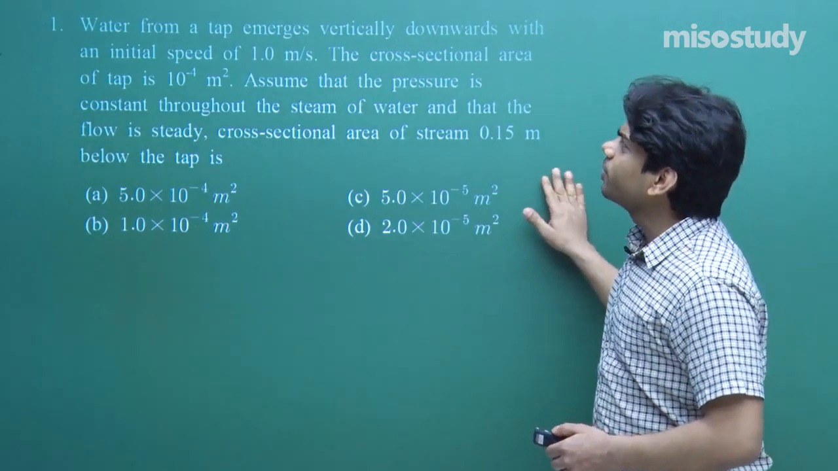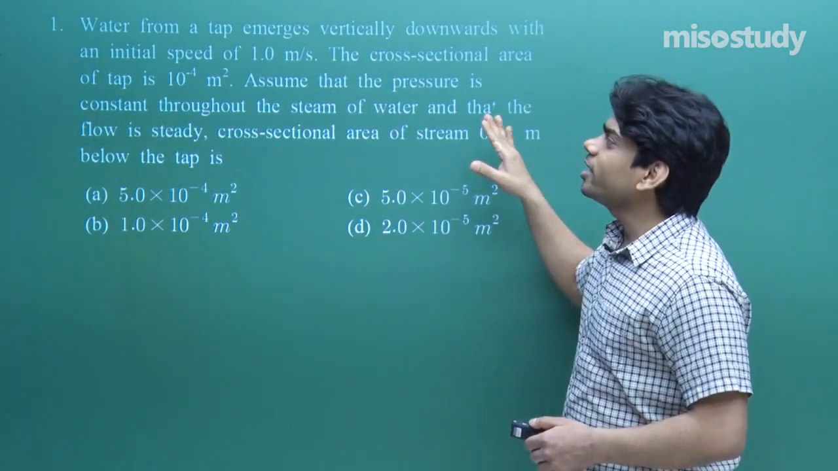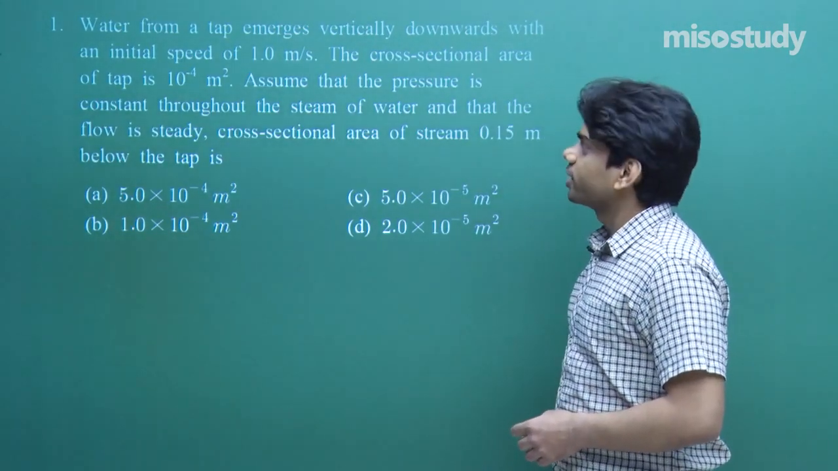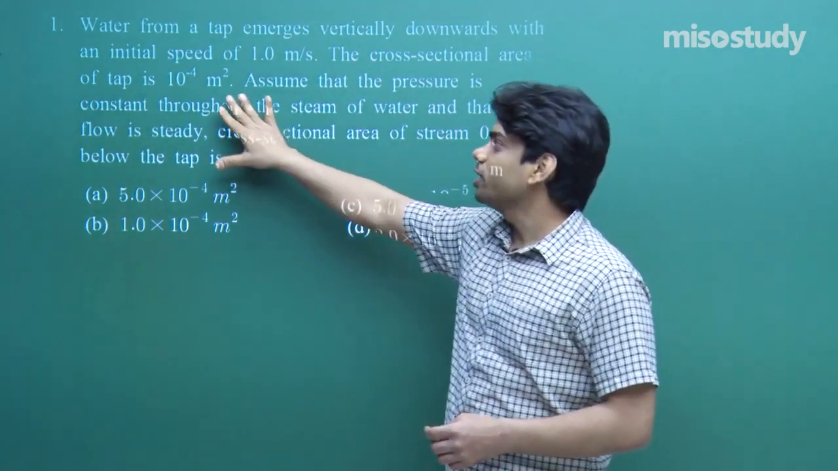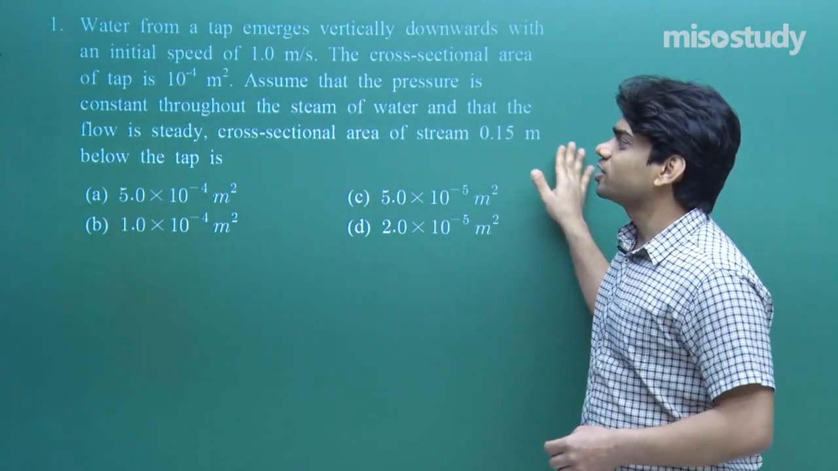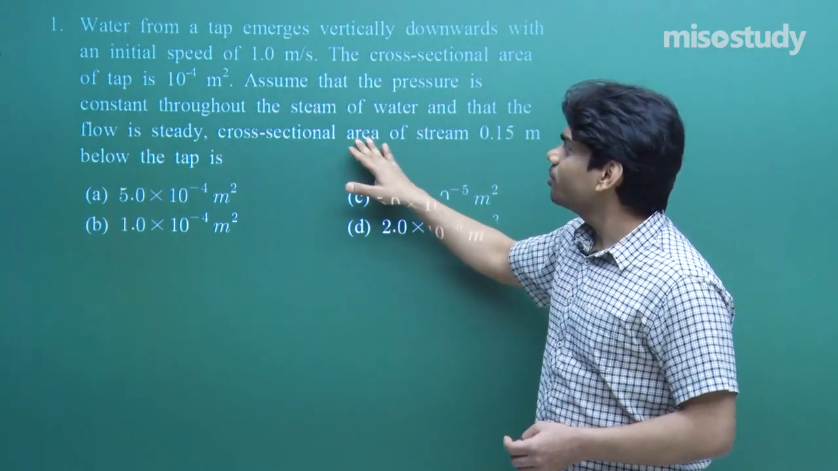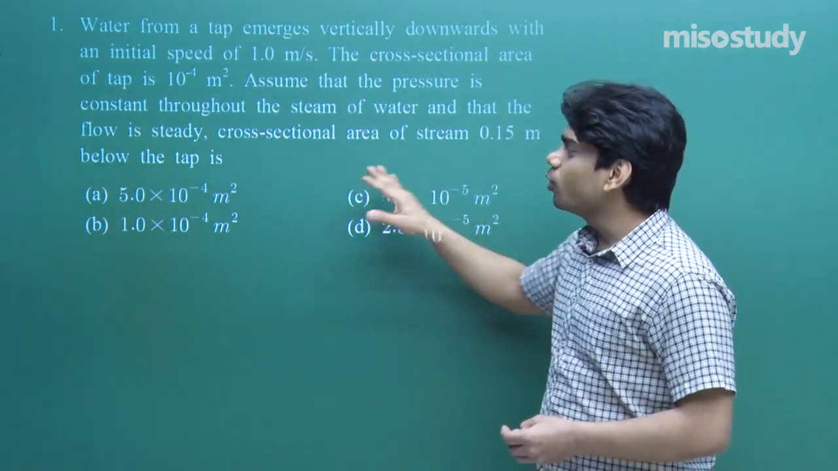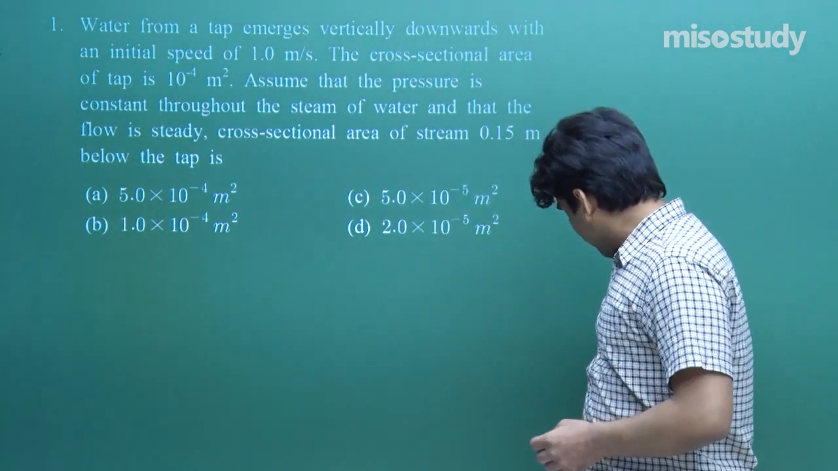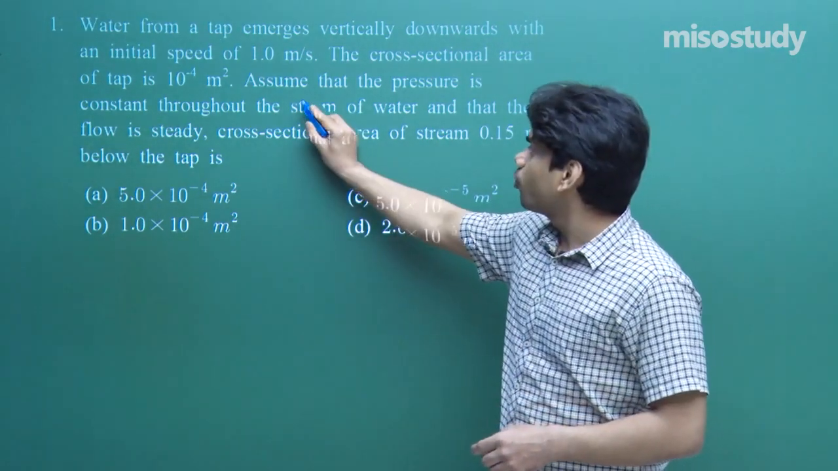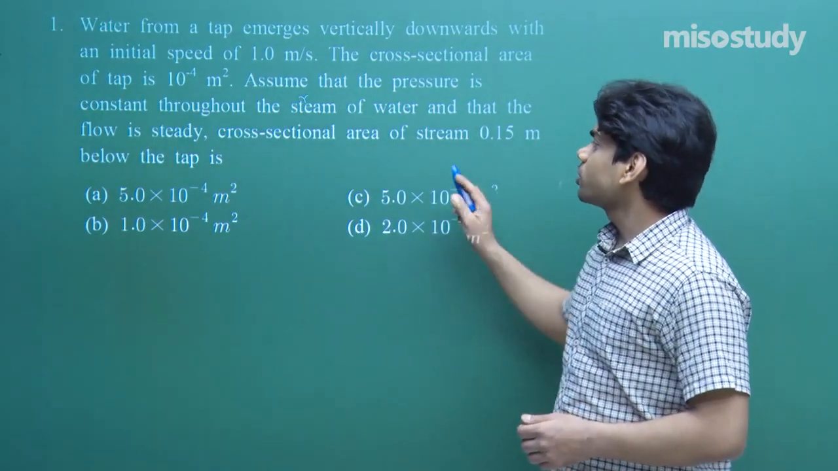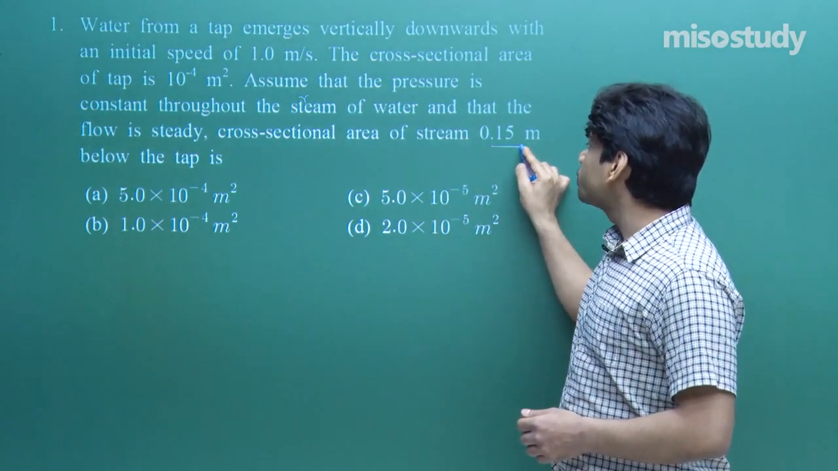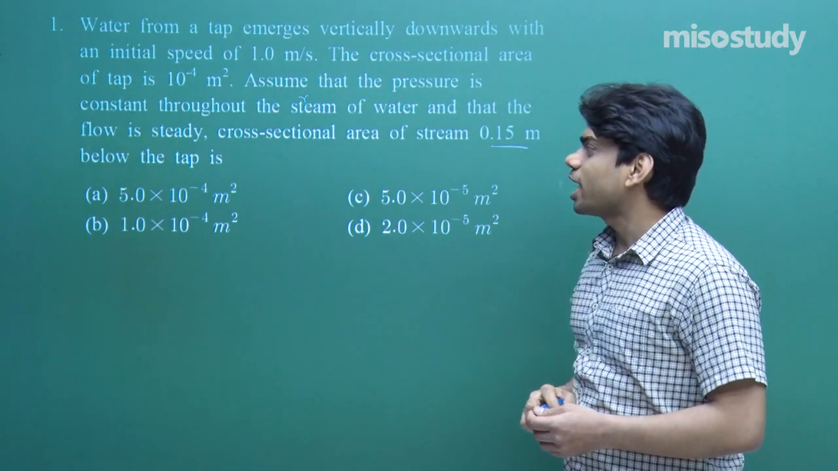Water from a tap emerges vertically downwards with an initial speed of 1 meter per second. The cross-sectional area of tap is 10 to the power minus 4 square meter. Assume that the pressure is constant throughout the stream of water and that the flow is steady. Let me tell you that this is a stream of water, need not get confused, and that the flow is steady. Cross-sectional area of stream 0.15 meter below the tap is.